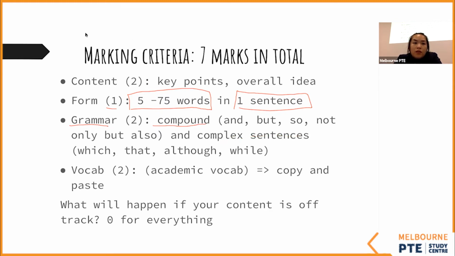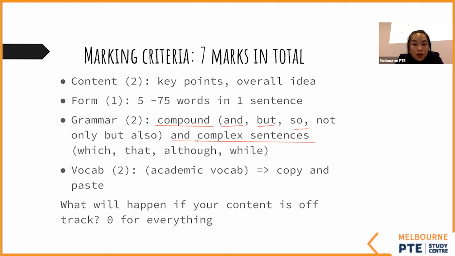Compound sentences, everyone knows for sure. You use and, but, so, not only, but also, right? Complex sentences are a bit challenging: which, that, although, while. Now, what if I'm not good at grammar? Just use compound sentences. Do you know how to use and? Do you know how to use but, so, right? Use something that you feel comfortable with, because it's going to give you the same score even though you try to use complex sentences. So what's the point of making your life difficult in your exam by doing something you don't feel confident about?